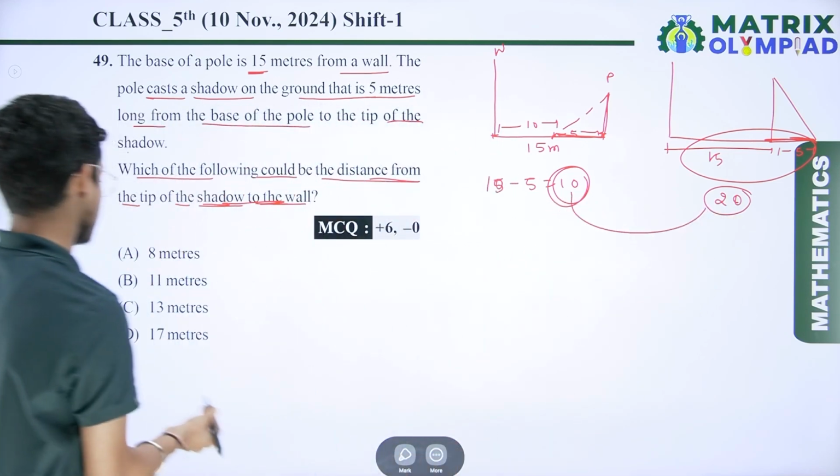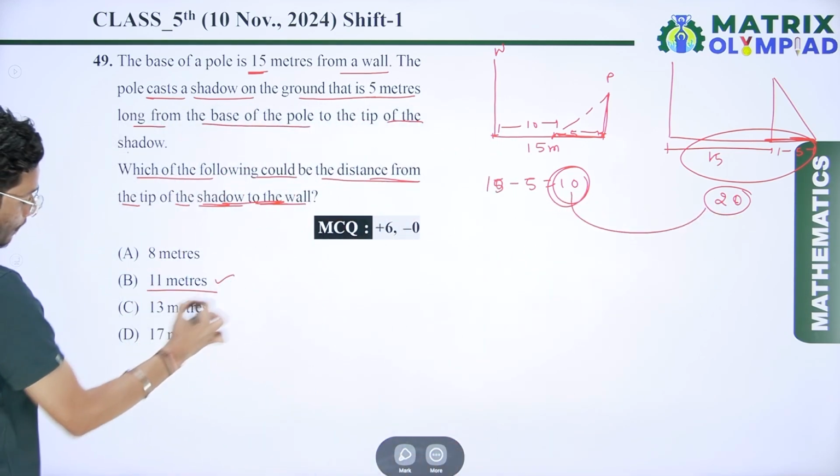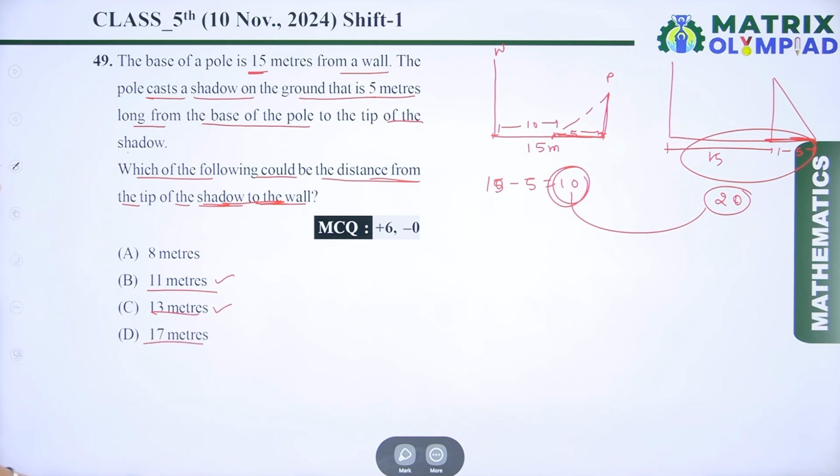So check which option is correct. Here 11 meter is possible, 13 meter is also possible, and 17 meter is also possible. So I can say B, C and D. All these three options are correct.